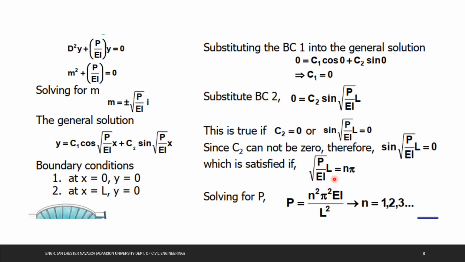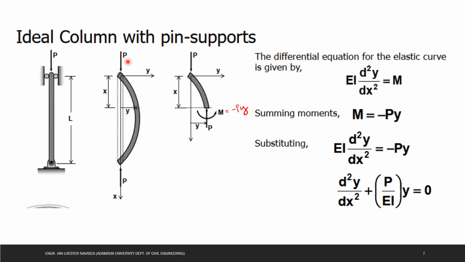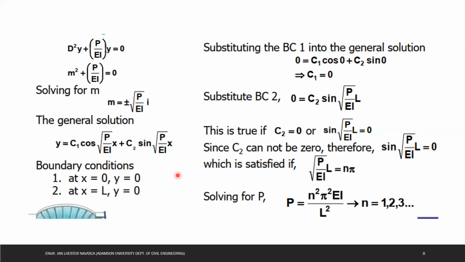Now solving for P, taking the square of both sides, that is n squared pi squared times EI over L squared. This is our solution for the buckling load P. This is the load P that will cause these deformations. So again, we have a value of n, which is 1, 2, 3, and so on and so forth.